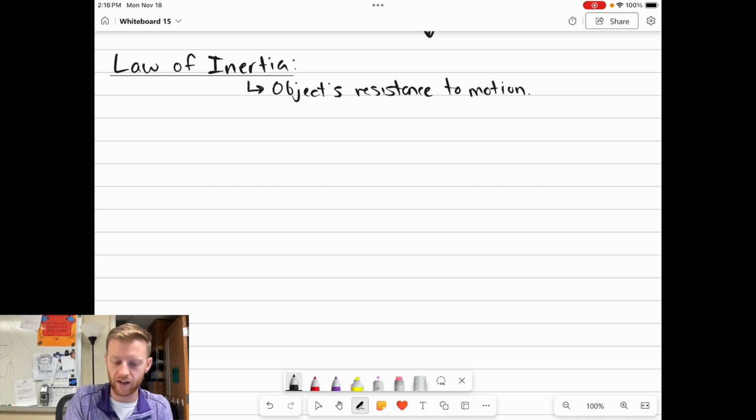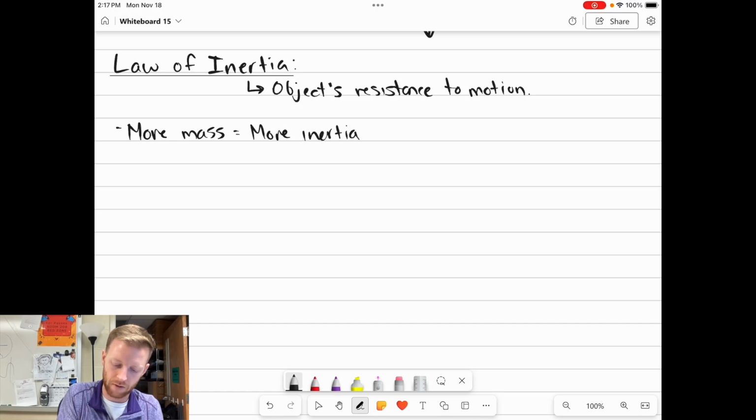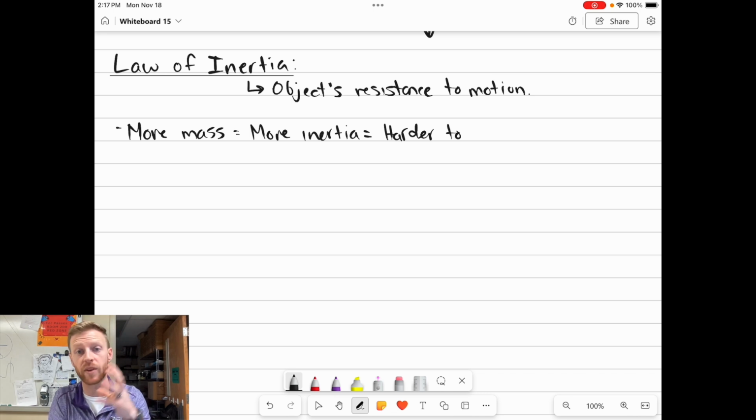And there's only one way to tell how much inertia an object has. If you're a fan of Bill Nye the Science Guy, we know that inertia is a property of matter. It's the amount of mass an object has. So if an object has more mass, that means it has more inertia, which means it's harder to move. So for instance, in football, that's why your offensive linemen are really big people. You want them to stay still. You don't want them to move.